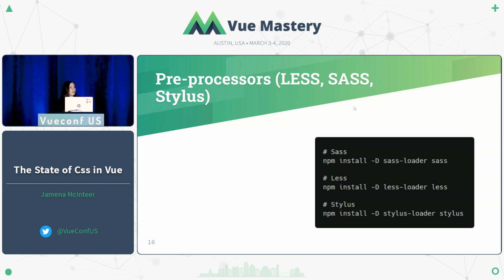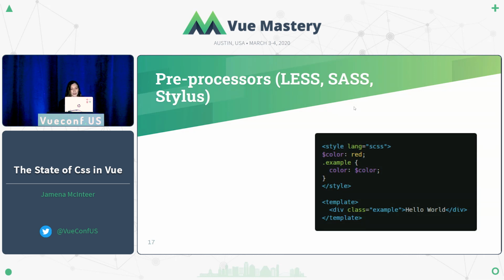If you're using Vue CLI 3 when creating a project, you can choose a preprocessor right there during the creation process. If you want to add a preprocessor to a current project, then you will need to install the loader and the preprocessor. For example, for Sass, we have npm install, and then sass-loader and sass. For Less, we need less-loader and less, and for Stylus, we need stylus-loader and stylus. Then, again, we can use the lang attribute in our style tag, or import separate files if you prefer to do that.